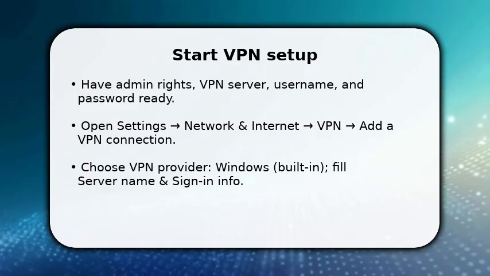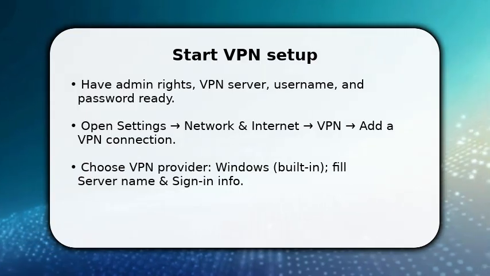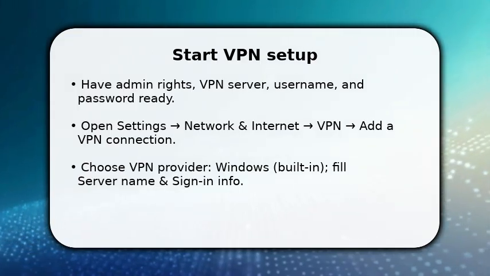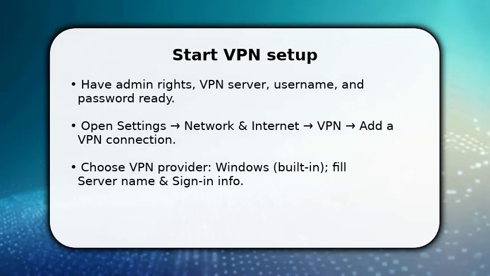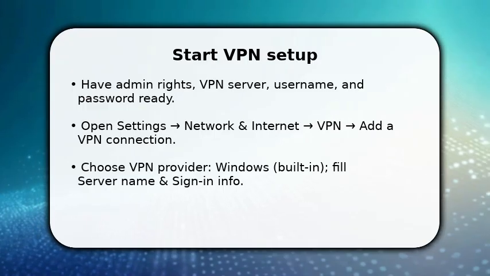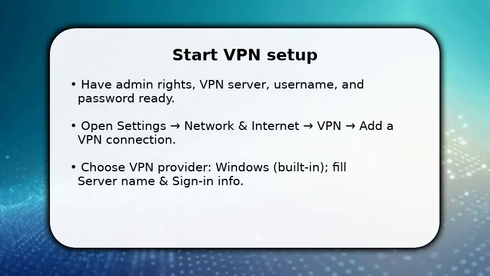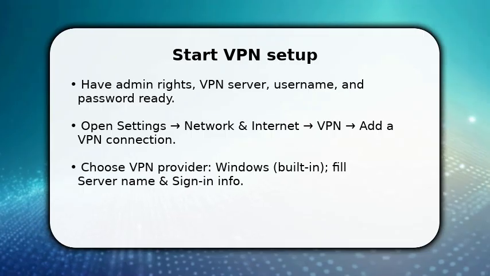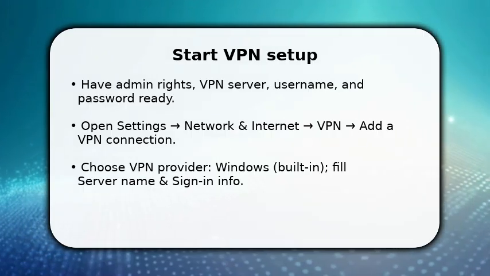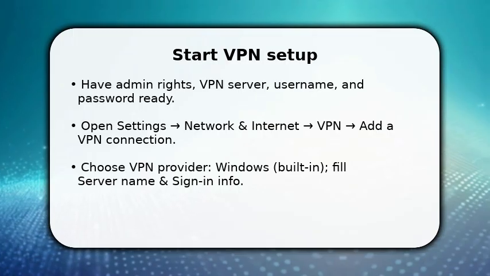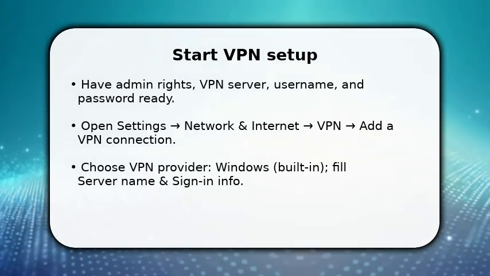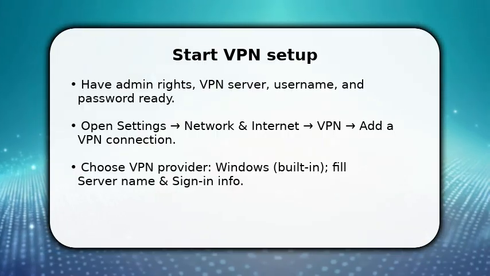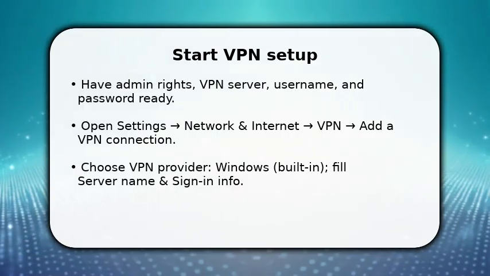You begin by confirming admin rights and the server, username, and password. This avoids interruptions. Once done, open Settings, go to Network and Internet, then VPN, and choose Add a VPN connection. Make sure you select Windows, built-in, so the OS handles protocols. Enter the server address and sign in info now. Doing this first speeds the rest of the process and ensures your connection parameters are consistent with the provider's instructions.